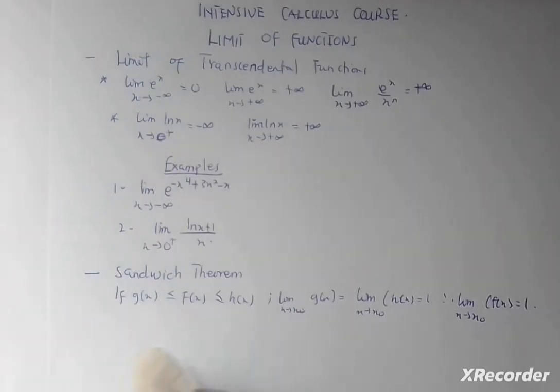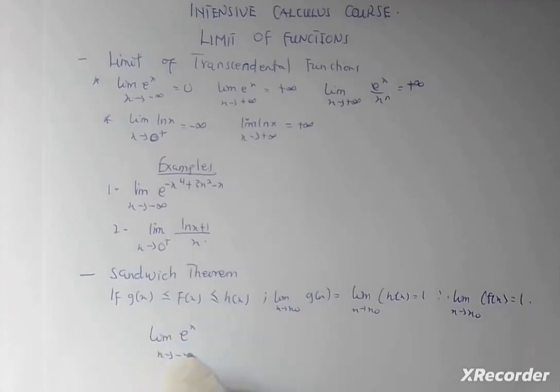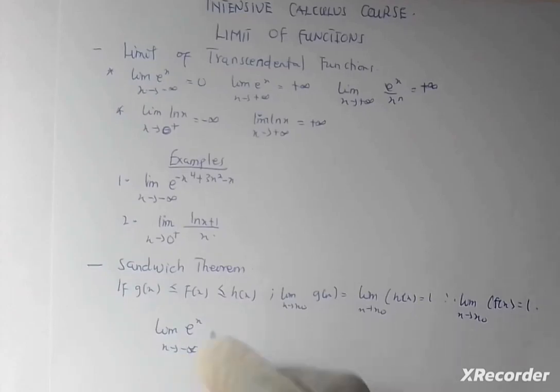Why? Let's see something here. If I have the limit of e^x as x approaches negative infinity, I'm going to get e to the power negative infinity, and this is going to give me 1 over e to the power infinity, which is 1 over infinity, and any number over infinity, from the determinate forms, will give me 0. Hence it is proved.